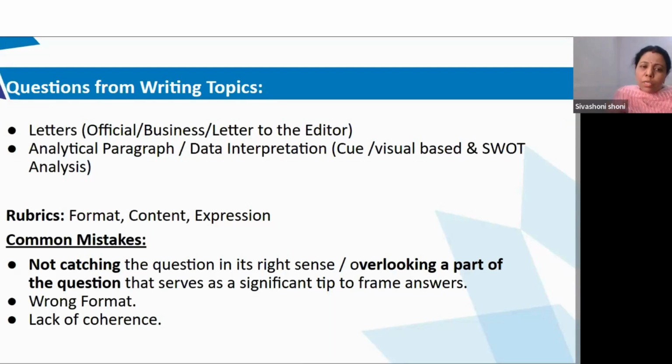Generally, where students miss marks is they overlook a part of the question. See, for example, if I say business letter, you're writing a complaint letter about a product that you have received which is not functioning or which is malfunctioning. It can come in two ways. One is you're complaining, another one is you're complaining and you also want a cancellation. So read to the keyword.